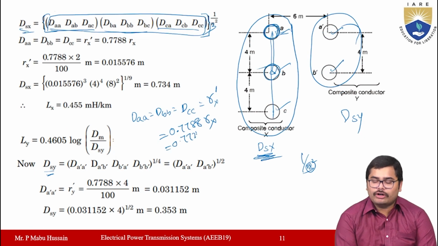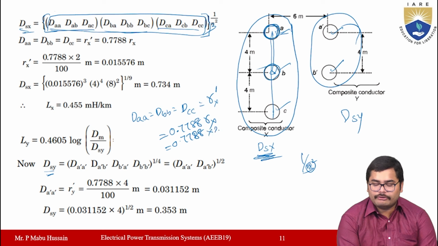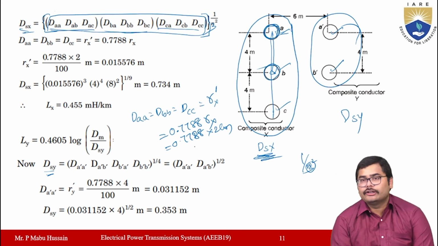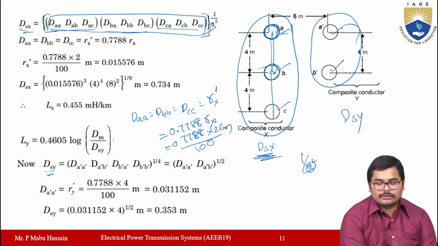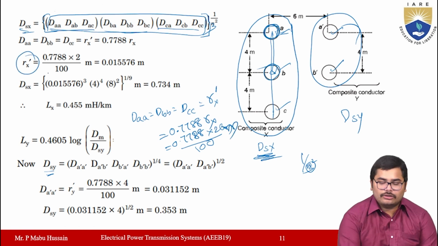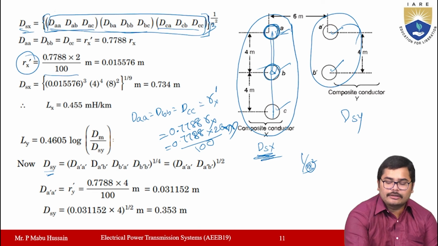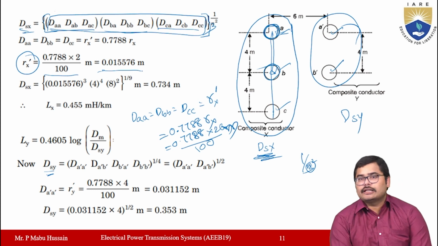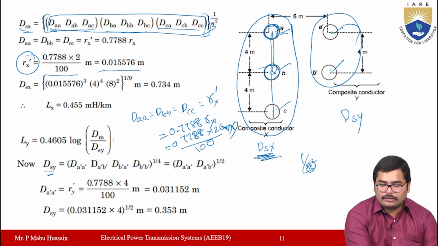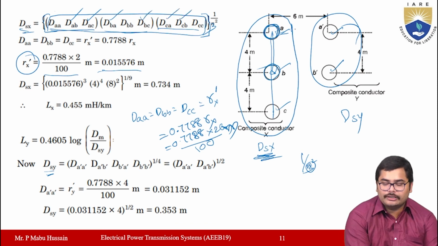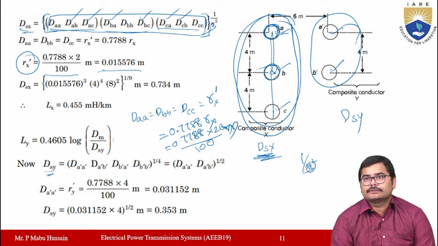So if you substitute 0.7788 times Rx, which is 2 centimeters, and you want to convert this value into meters, you have to divide it by 100 so that this value will be in meters. So Rx dash will be equal to 0.7788 into 2 by 100 meters. So that value you are getting is 0.015576 meters. Now the other distances, AB, AC, BA, BC, CA, CB, all distances you know from the figure itself. So you substitute all the distances here in this equation, you will get the DSx. That value you are getting here to be 0.734 meters.